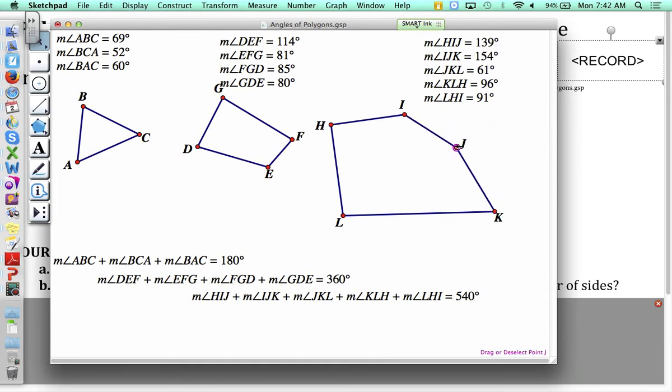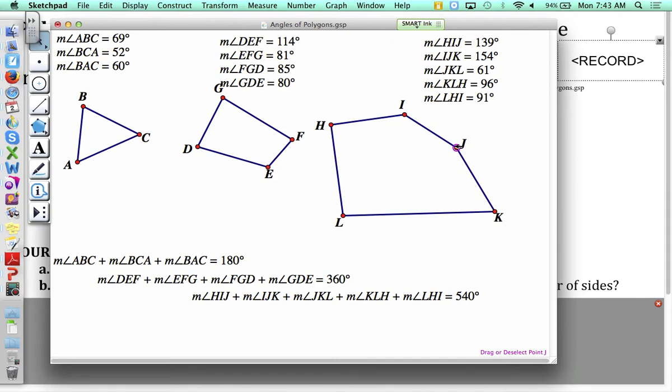Okay, but what if a polygon has 10 sides? How would I figure out what its angles add up to? That's what we're trying to come up with. So what I want you to notice is 3 angles add up to 180, 4 angles add up to 360, 5 angles add up to 540. What do you observe so far? What do you notice? Lily?